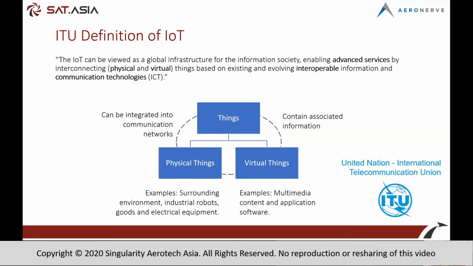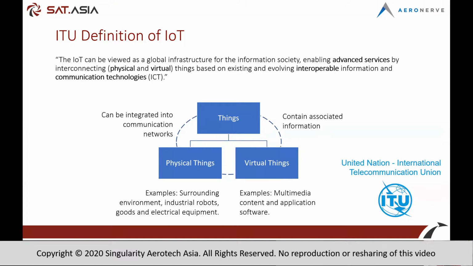And then you have the United Nations International Telecommunication Union. I think in 2010 they came up with a recommendation for IoT, and they have their own definition. So I can say that this is probably the standard IoT definition. You can say that IoT can be viewed as a global infrastructure for the information society, enabling advanced services by interconnecting physical and virtual things, based on existing and evolving interoperable information and communication technologies, ICT.